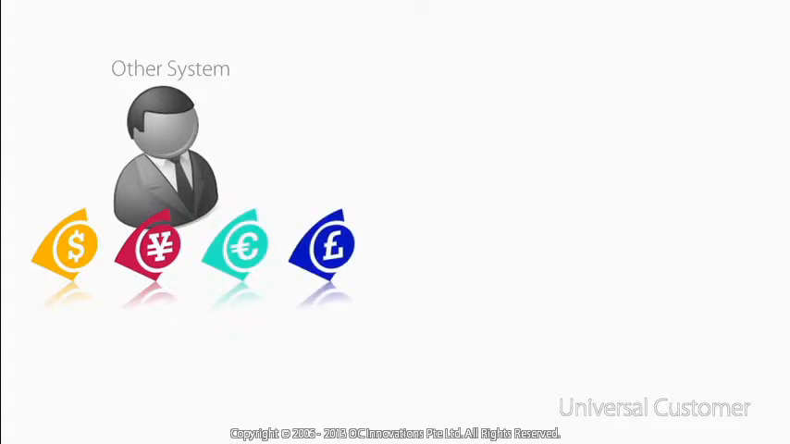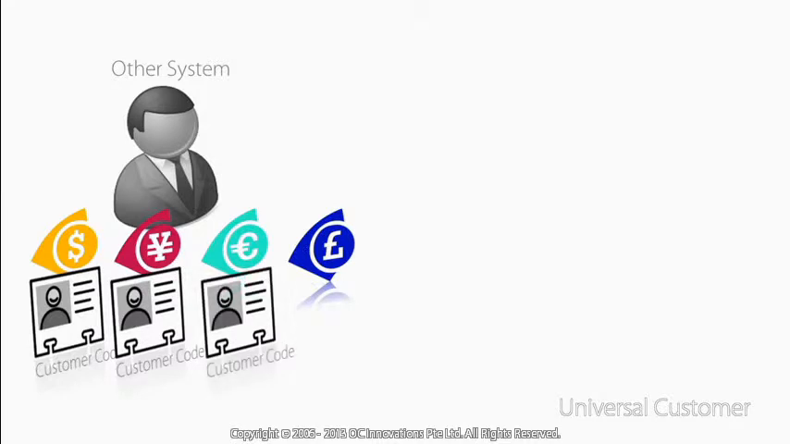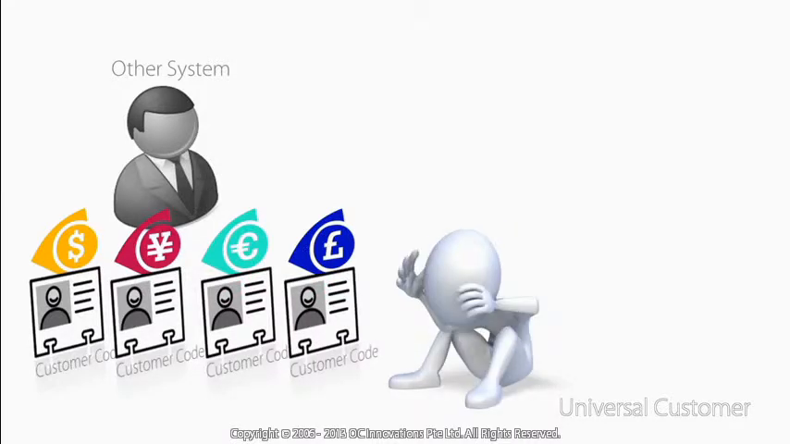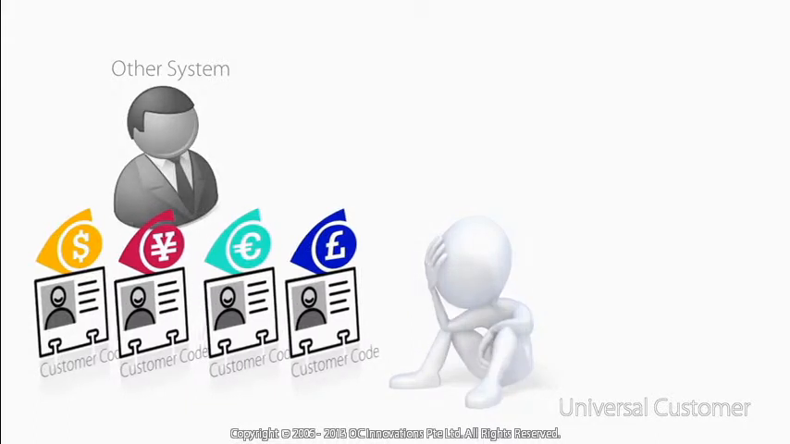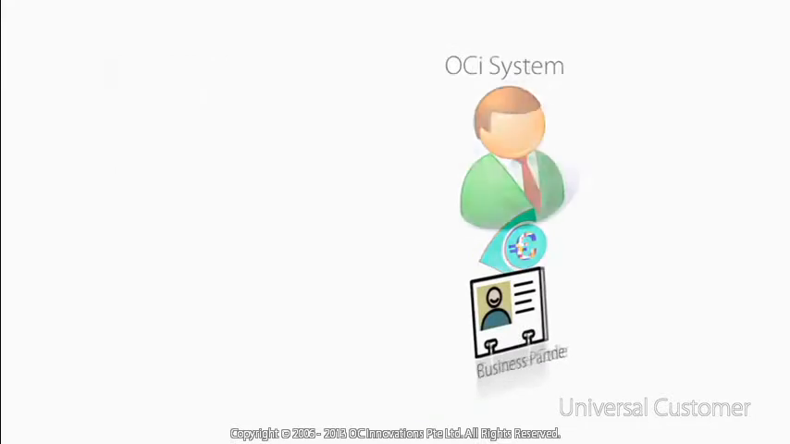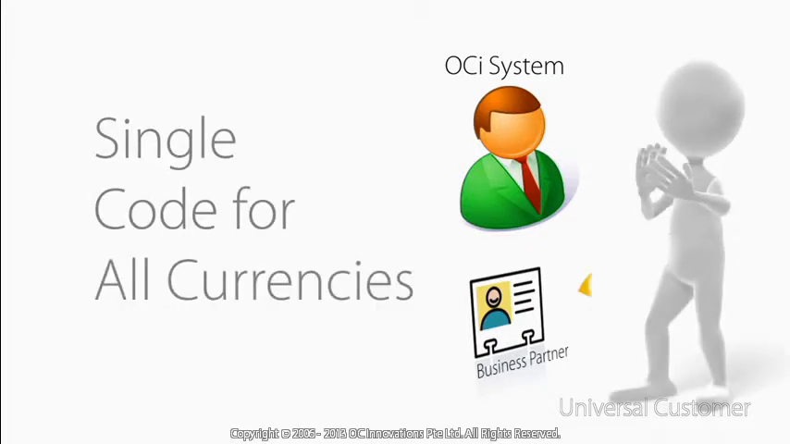In another situation, if you need to invoice the same customer in a different currency. For most other systems, for every currency you need to trade with a customer, you need to create a customer code. That can be quite a mouthful and too many codes for users to handle. In many cases, users end up using the wrong code for the currency. Fortunately, for the OCI system, we only need to create just one customer code, and you can invoice them in any currency, keeping things simple and straightforward.